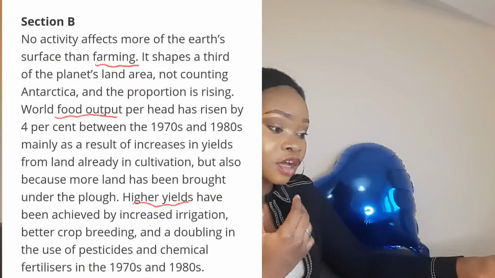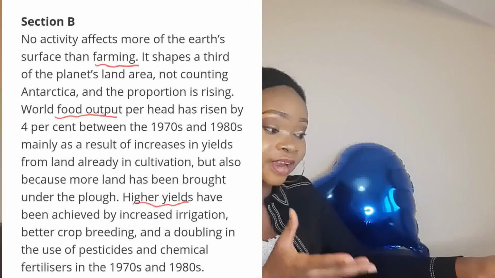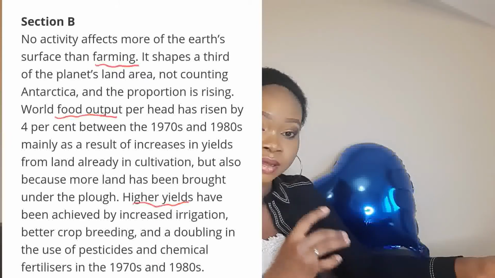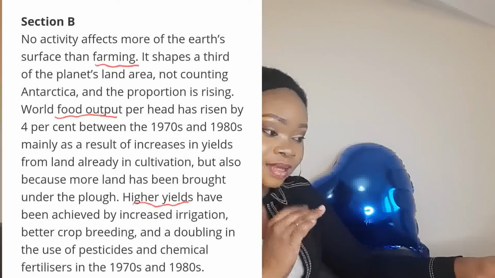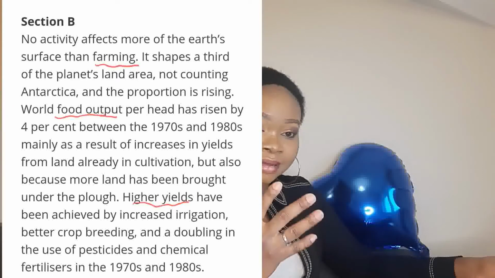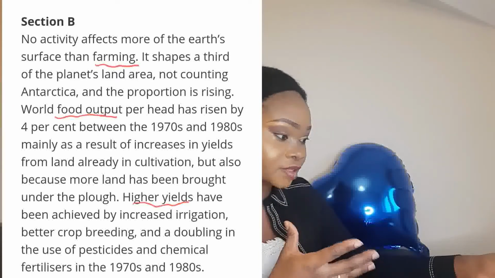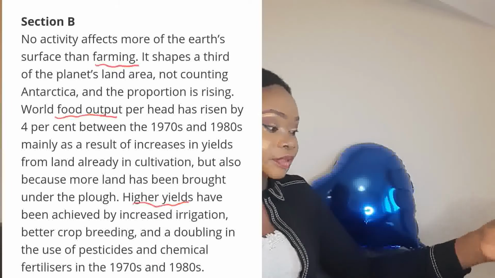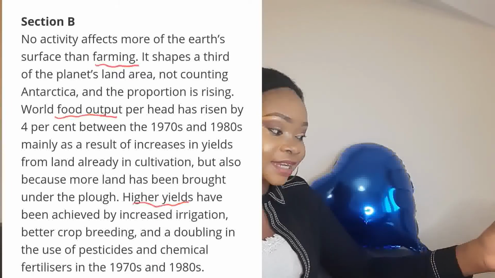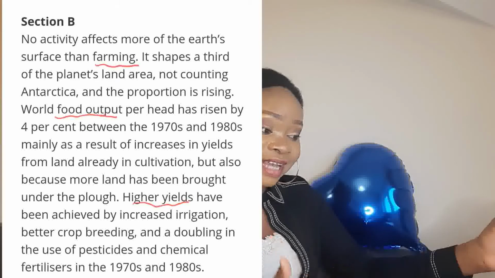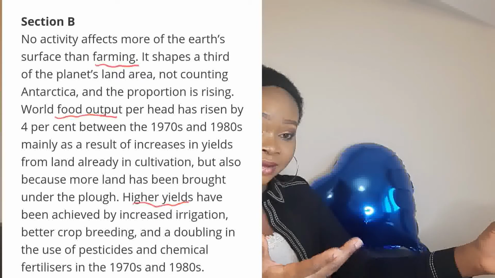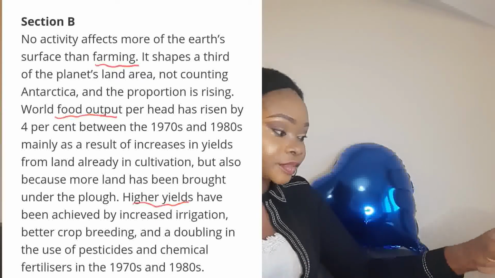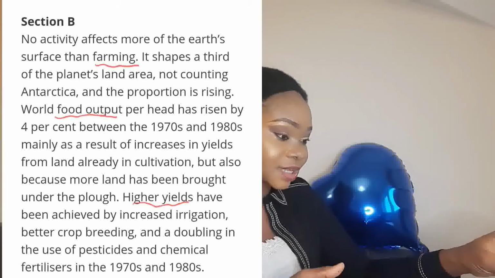The same method. Section B says, no activity affects more of the Earth's surface than farming. Okay, now this should tell you that from this sentence, we're talking about how farming affects the Earth's surface. Okay, now it shapes a third of the planet's land area, not counting Antarctica, and proportion is rising. Okay, effects of farming on Earth's surface. Okay, that's what it's talking about. Then I read the last 2 sentences.